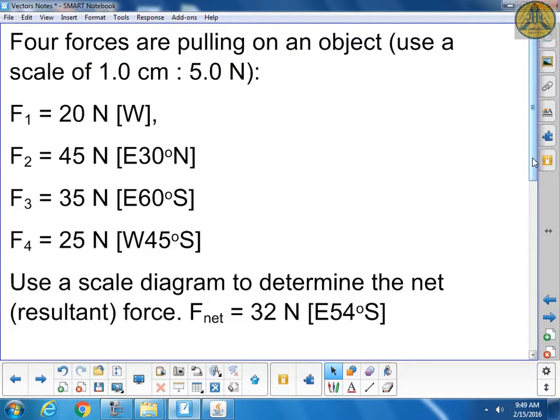One force is acting west 20 newtons. Second force is 45 newtons, east 30 degrees towards the north. Third force 35 newtons, east 60 degrees south. Fourth one 25 newtons, west 45 degrees south.